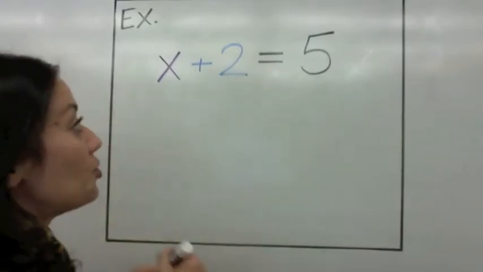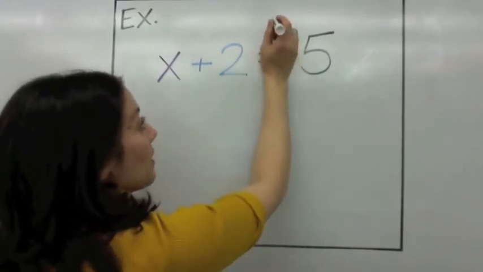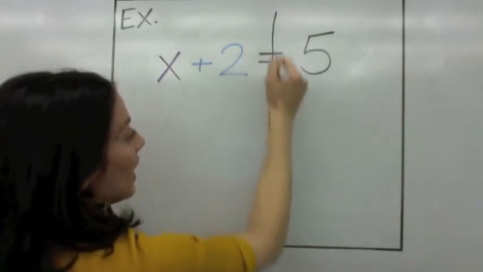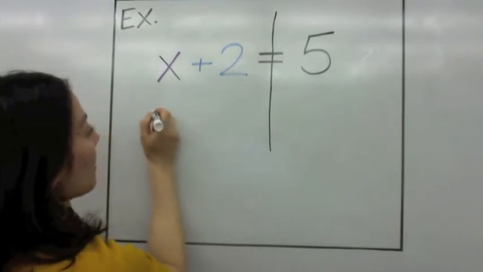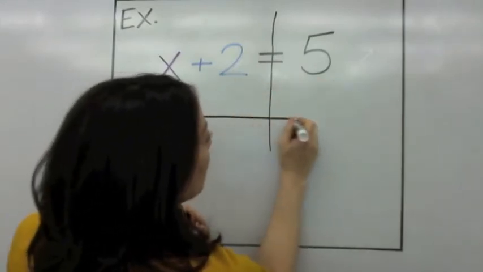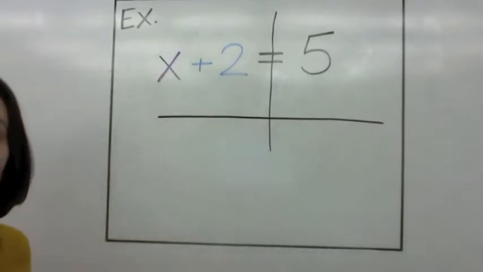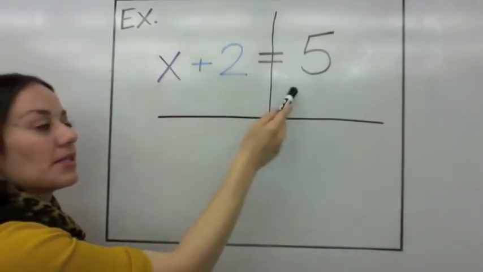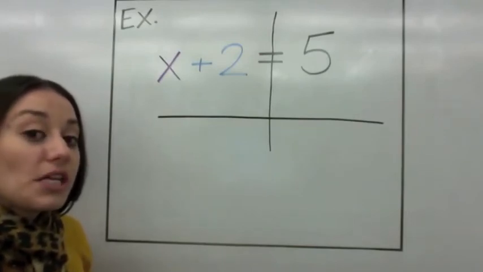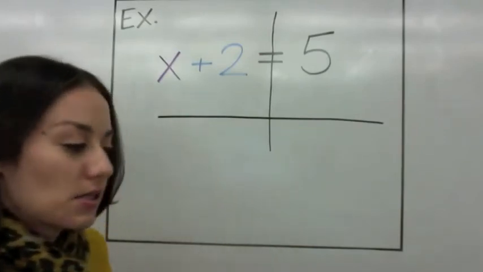What I want you to do is draw a T. So the T is upside down. See, the line goes through the equal sign. And then you're going to leave some space. It's an upside down T. Okay, can everybody do that? So you left some space right under the equation, because what we need to do is solve for x.